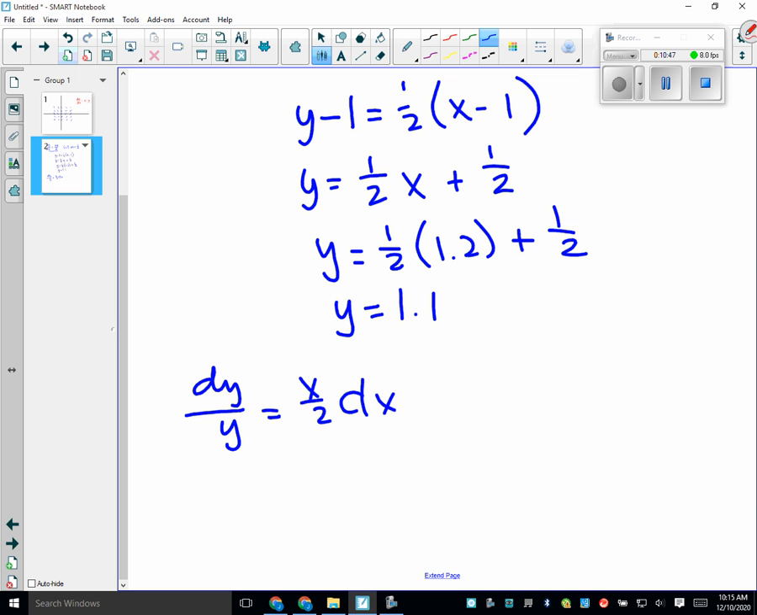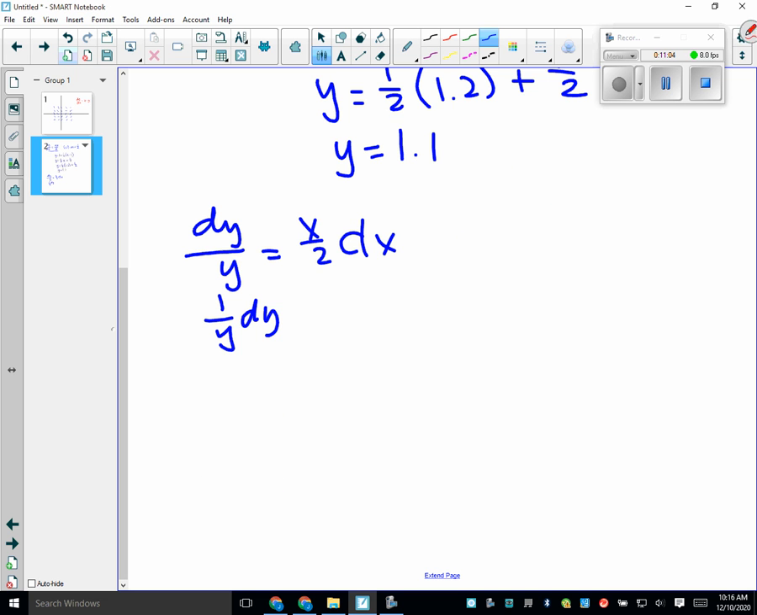What's the antiderivative of dy over y? Is this 1 over y dy? Ln of y. You all have to know that. When y is in the denominator, the antiderivative is ln of y. All right? Equals x squared over 4 plus c. Is that right?